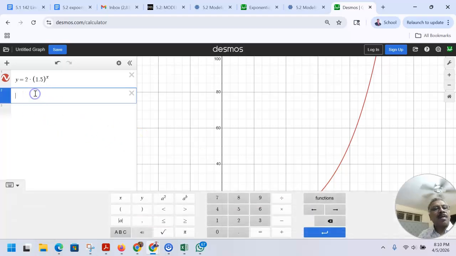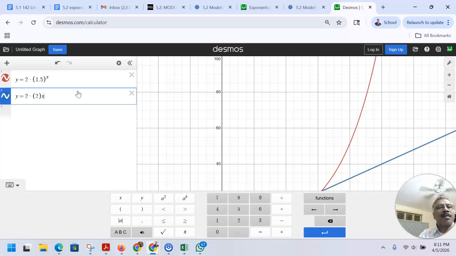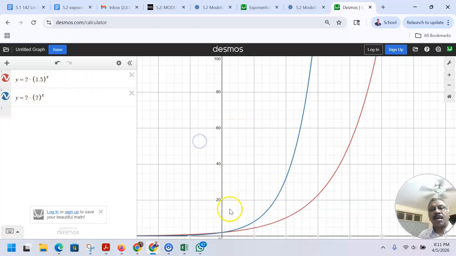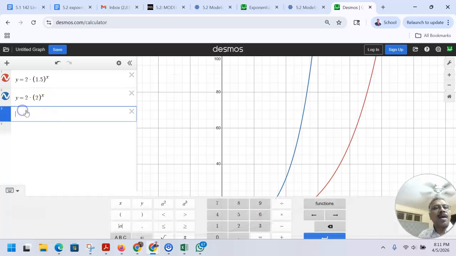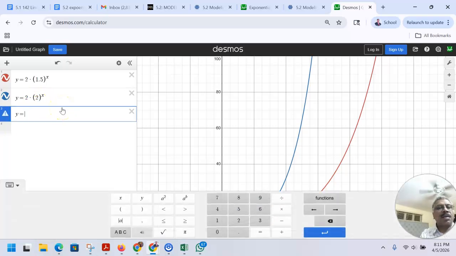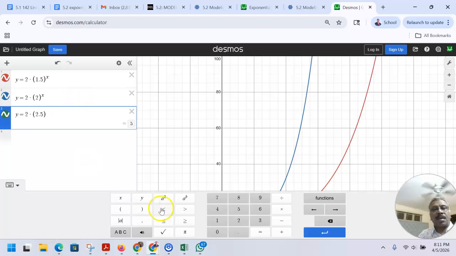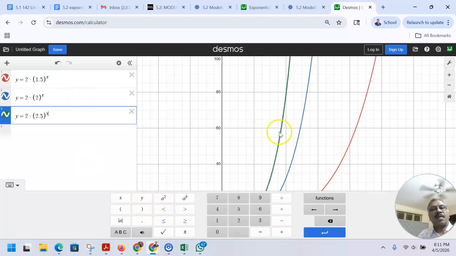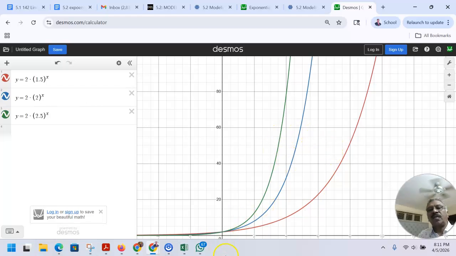Now let me type a lot of equations like this. y is 2 times 2 raised to x. Okay. Now look at how the graph rises. Now let's make it y equal 2 times 2.5 raised to x. You can see one more graph there, and see how the graph changes the steepness.